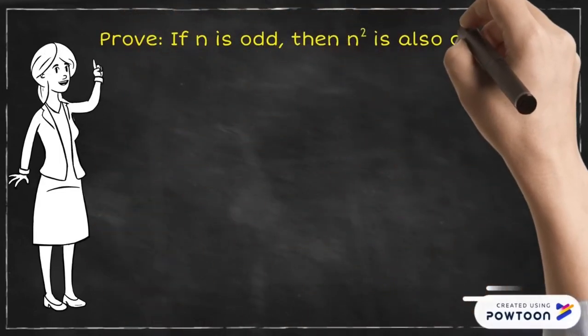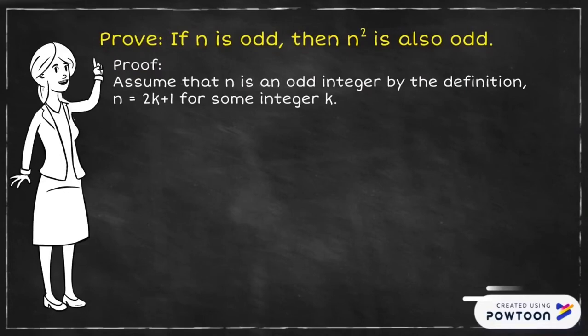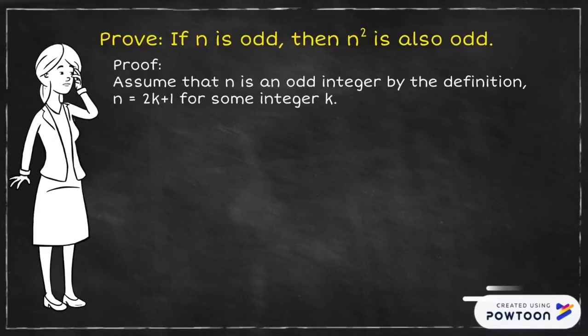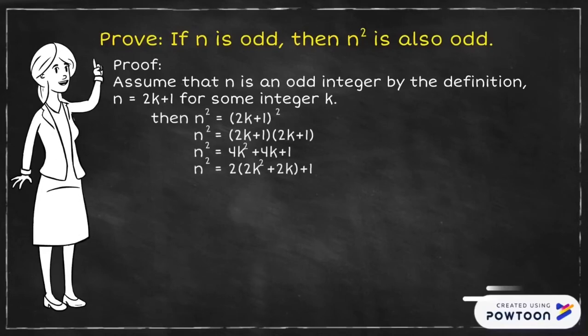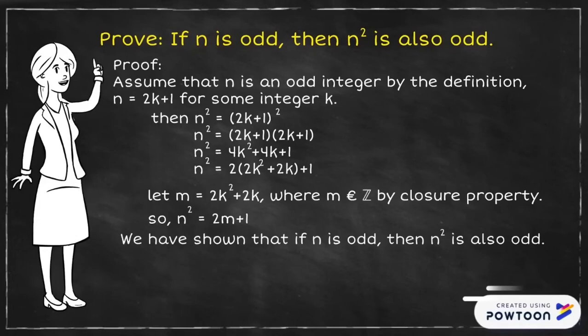Prove that if n is odd, then n squared is also odd. First, assume that n is an odd integer. By definition, n is equal to 2k plus 1 for some integer k. We will now use this to show that n squared is odd. We have shown that if n is odd, then n squared is also odd.